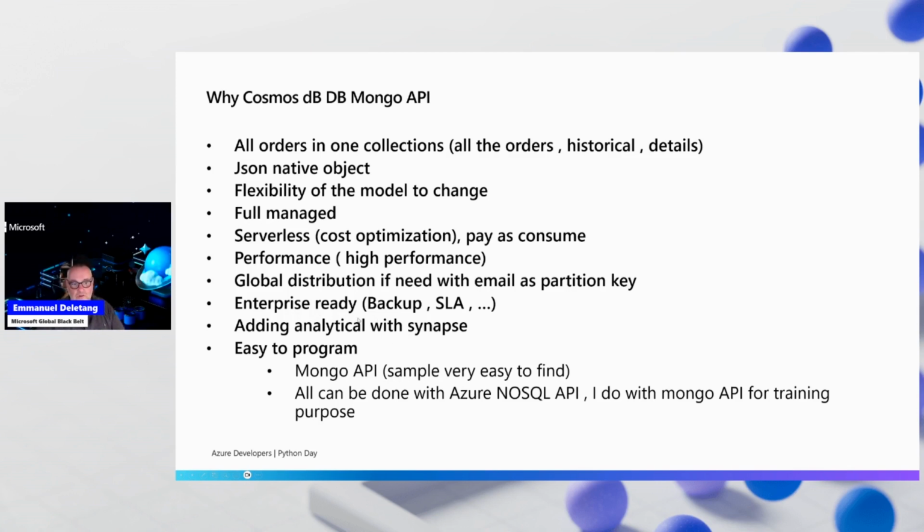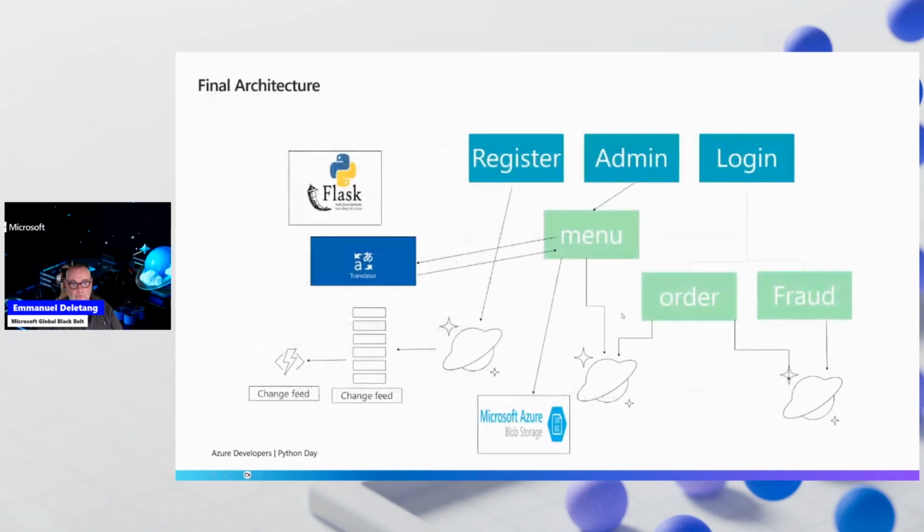Another thing is that in Azure Cosmos DB, NoSQL or Mongo API, I can have an analytical store. So with no ETL, I can connect, for example, Power BI to get statistics around where the orders come from. I do it with Mongo for training purpose. I can do the same with Azure NoSQL API.